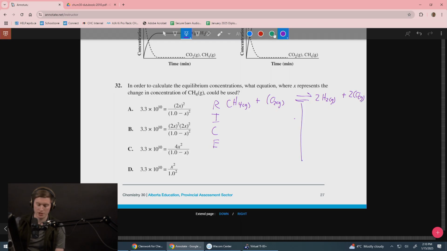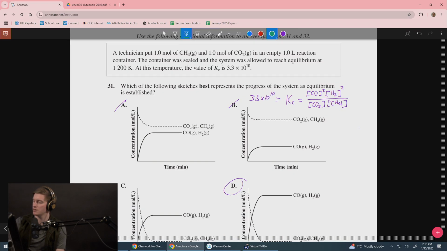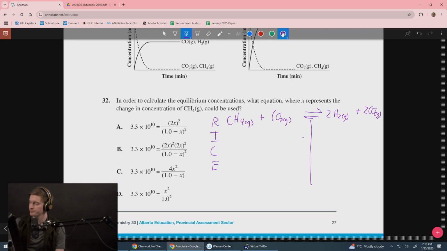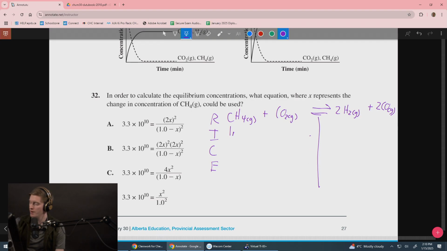The initial concentration in this 1 liter reaction vessel from our text box above is 1 mole of each gas in 1 liter, so their concentration is going to be 1 mole per liter. So we start with 1.0 moles per liter of both of our reactants, and we start with no products.